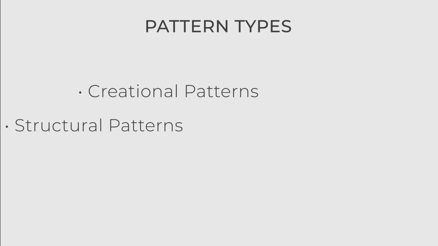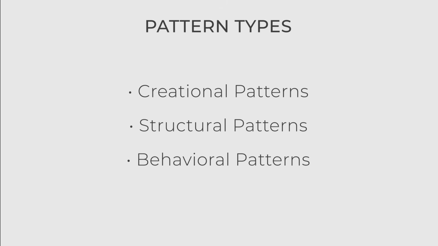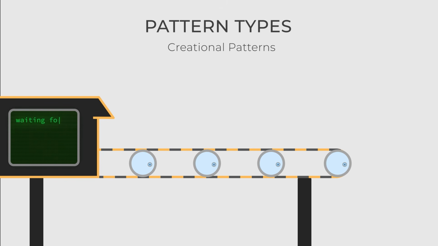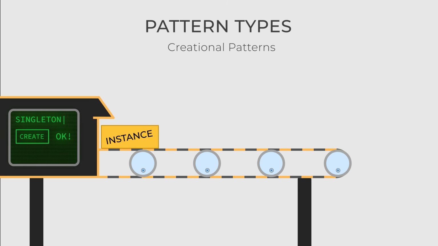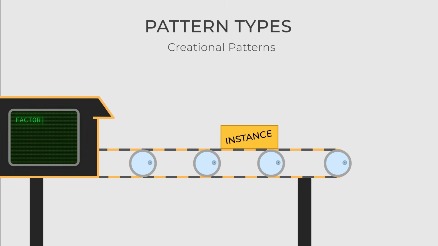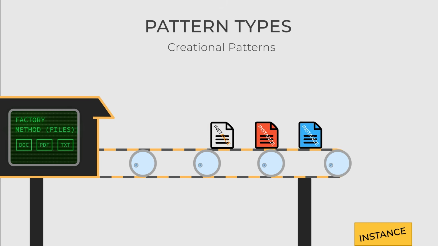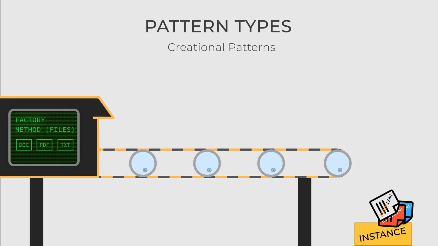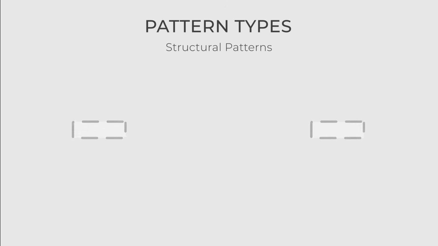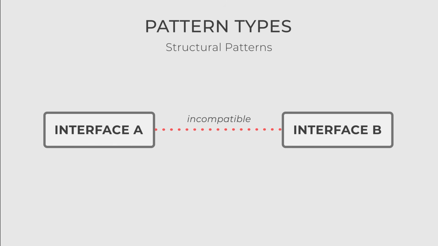Now, let's explore the different types of design patterns. Creational design patterns focus on the process of object creation. Singleton, for example, ensures one class has only one instance. At the same time, the factory method and abstract factory patterns provide an interface for creating several instances of a class. Structural patterns deal with the composition of classes or objects.